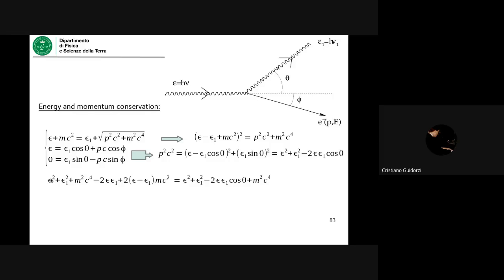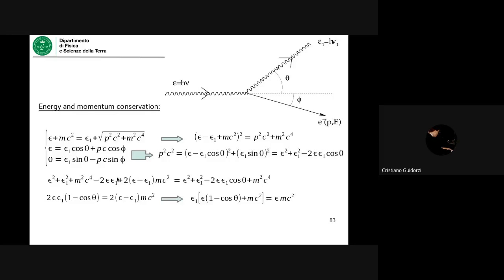So you see here a lot of terms that vanish. Epsilon 1 squared, epsilon squared, you have on both sides, as well as mc squared squared. So just by rearranging terms, for example, you can bring this epsilon 1 to the other side of the equation, and that's it. You're left with this equation here.